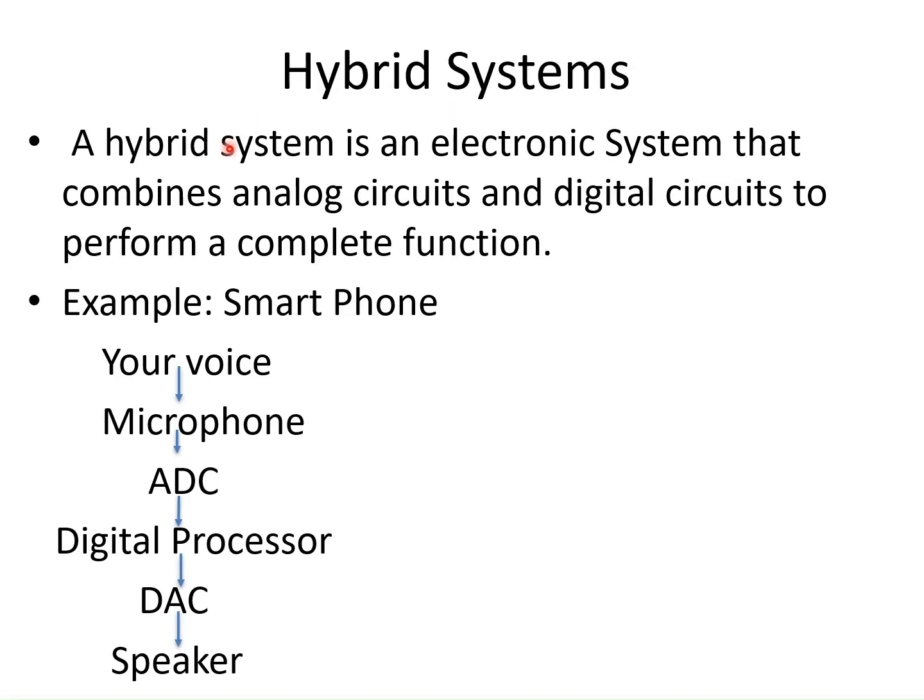Hybrid systems. A hybrid system is an electronic system that combines analog circuits and digital circuits to perform a complete function. Example, take a smartphone. Your voice, which is a sound wave, when it passes through the microphone, will be converted into an electrical signal like 0.2 volts, 0.4 volts, etc. After that, it passes into the ADC, the analog to digital converter. Now the analog information 0.2, 0.4 is converted into binary form. After that, it is processed in the digital processor. Digital processor functionality includes encryption, noise cancellation, and a lot of other functions.